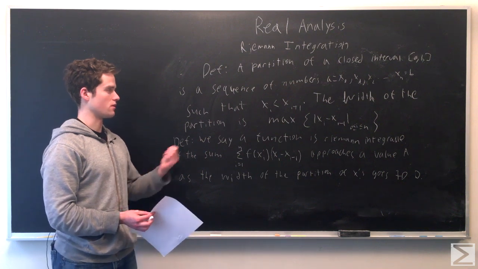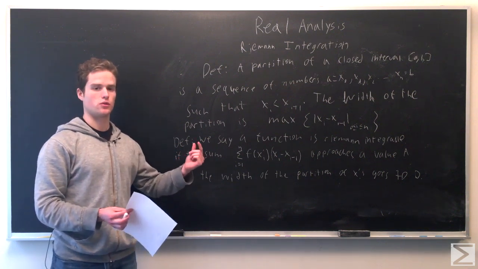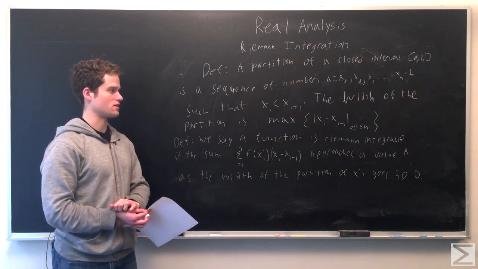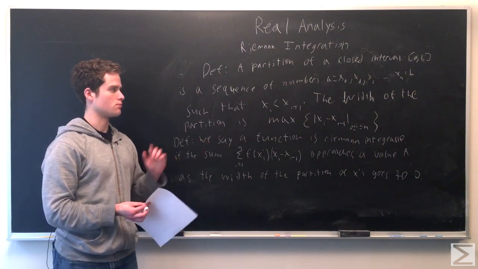The width will just be the maximum distance between any two adjacent numbers in the sequence. So max absolute value of xi minus xi minus 1 for i between 0 and n.